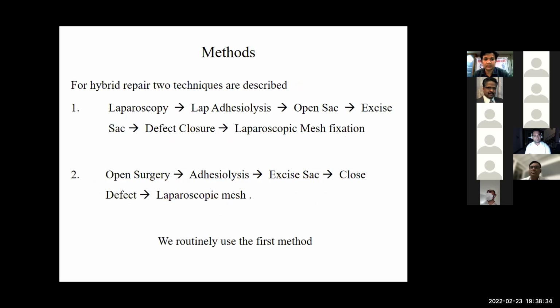In the first method, we do adhesiolysis laparoscopically, open the sac, excise the excess sac, close the defect, and place the mesh by laparoscopic approach. Another approach is to do open surgery, do adhesiolysis, excise the sac, close the defect, and do a laparoscopic mesh placement. But we routinely use the first method.